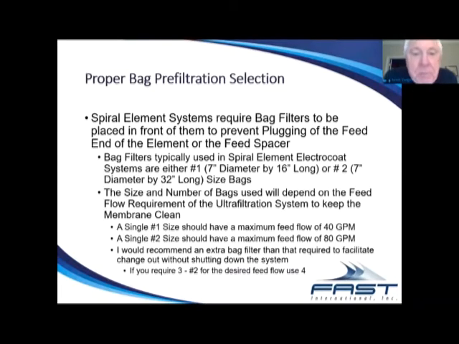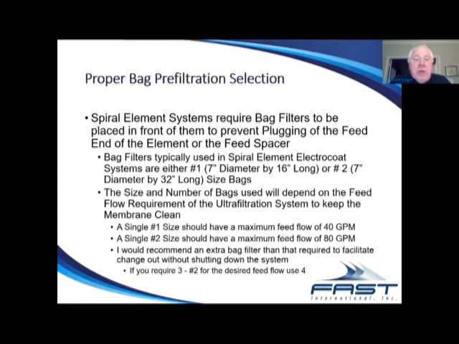Next we'll talk about is the proper bag selection, pre-filtration selection. Bags are very important to the performance, particularly of spiral elements. The bags protect the spiral elements from having their feed flow ends or the feed flow spacer get plugged up with dirt that is in the feed paint tank that gets translated to the ultrafiltration system if it's not protected by a bag filter. So they're very important factors in the performance of the Electrocoat ultrafiltration system.